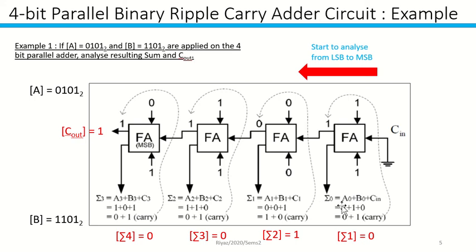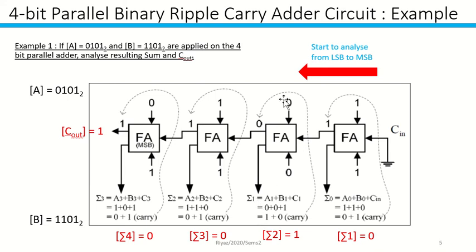So for the first sum, A1 plus B1 plus C in. Here is the 1, and this is another 1, and C in is 0. So 1 plus 1 plus 0 is going to have a sum of 0 and a carry of 1. So you write your sum 1 as 0 and you put your carry to here. This carry is going in as the input for the second full adder.